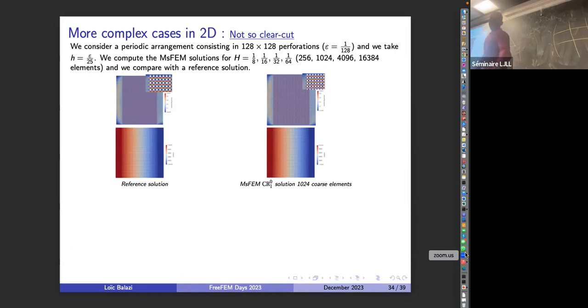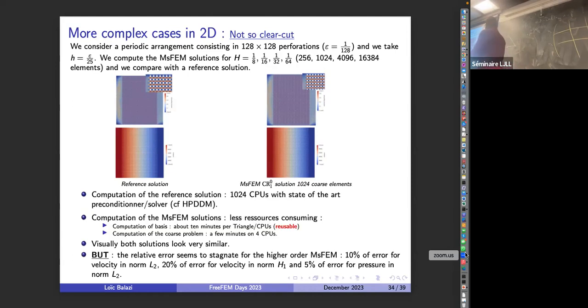the right. The reference solution has been computed on 1024 CPUs with state-of-the-art preconditioners, thanks to Pierre Jolivet. And on the right, we have the multi-scale approximation with only 1,000 coarse elements. It takes only a few minutes to compute, because it takes about 10 minutes per triangle to compute the basis functions. Then the computation of the coarse problem is only a few minutes on one CPU. And visually, both solutions look very similar.